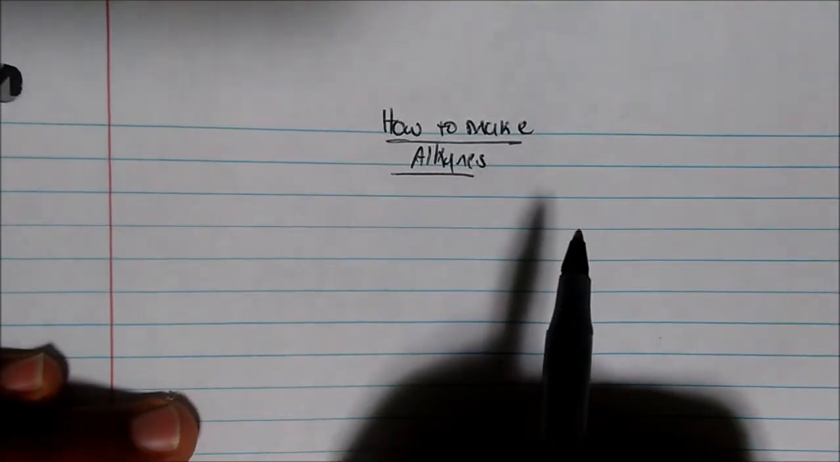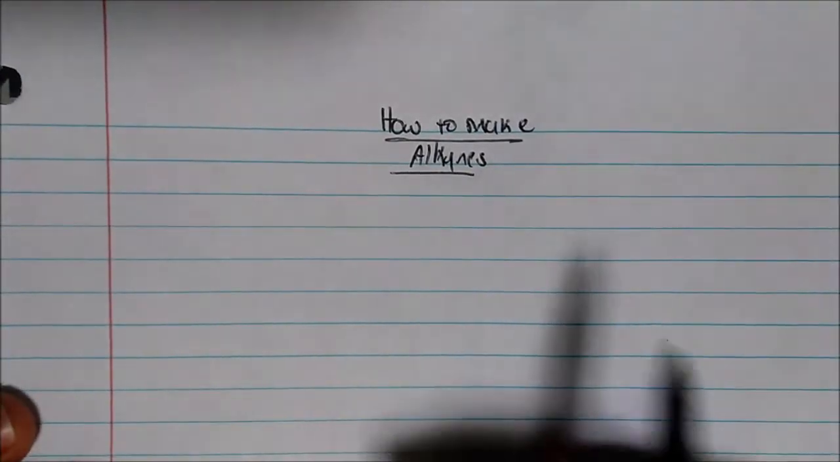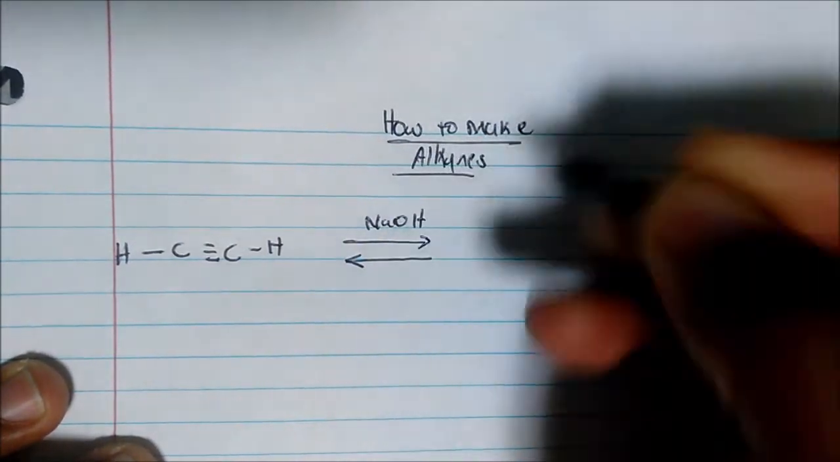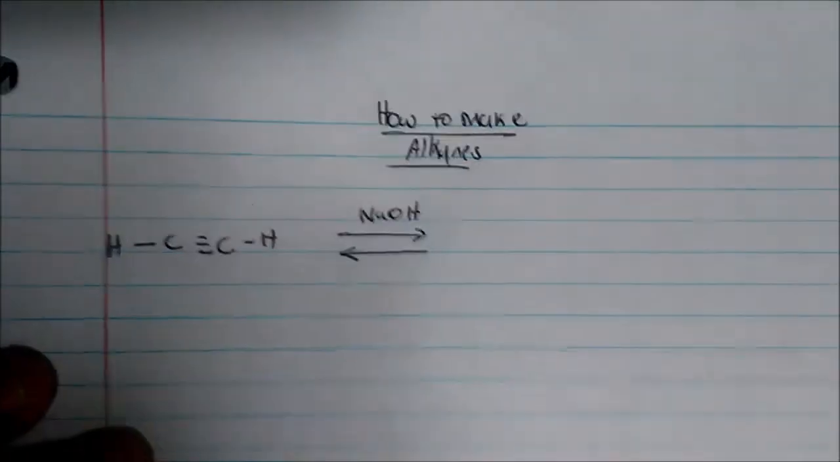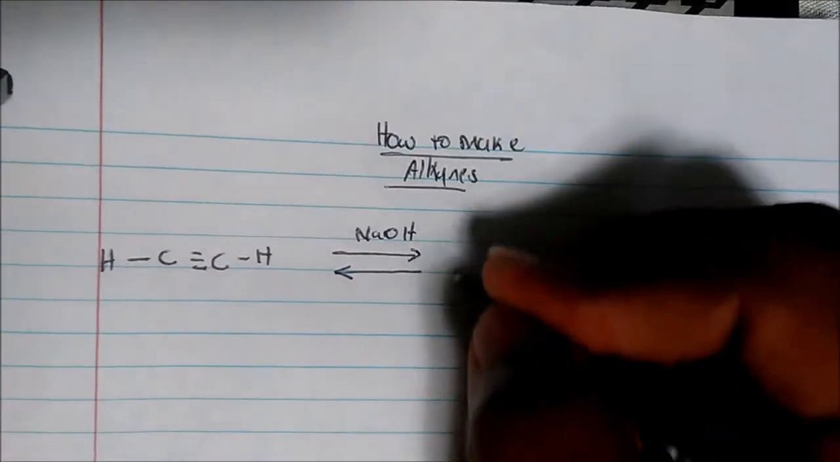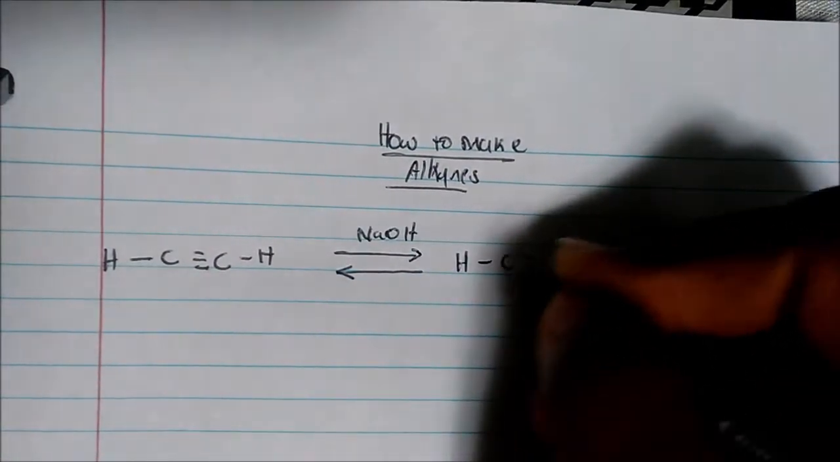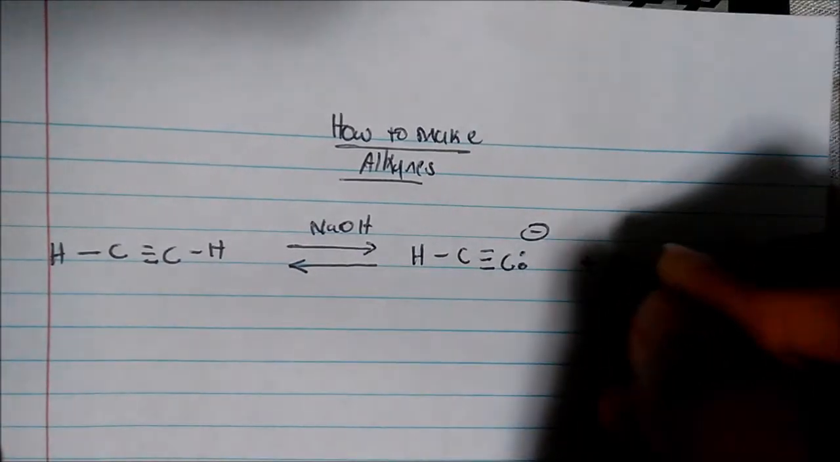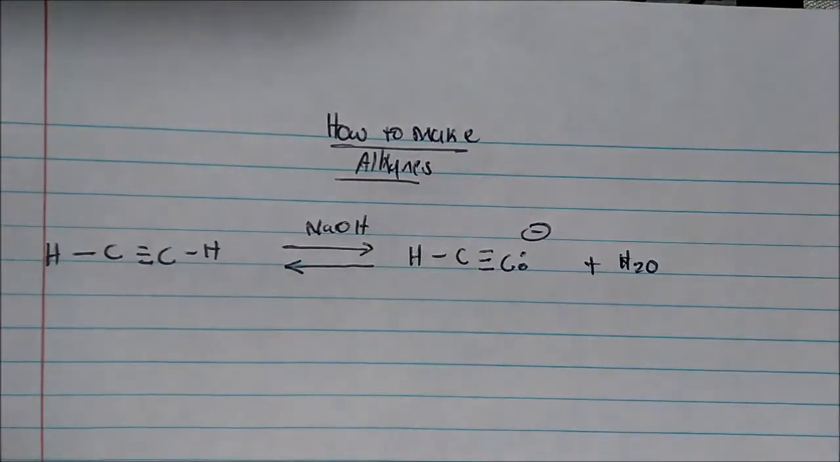In this video we're going to talk about how to make alkynes. So what if I give you this molecule and I add sodium hydroxide? What will be the products? Well, the products will look something like this: a carbon that has a negative charge, plus water.